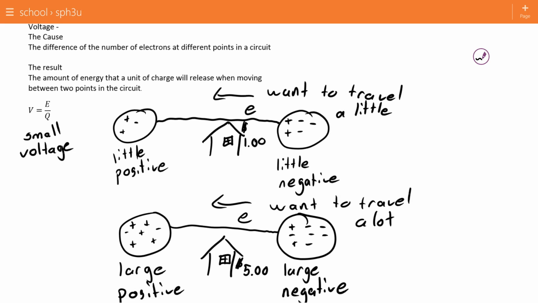A small difference in the number of electrons at different points in a circuit makes the electrons want to travel from one point to the other point a little bit, in proportion to the small amount. As a result, the energy per unit charge that's released when the electrons do move from one point to the other point is relatively small. In the analogy we've used, the amount of money charged by that toll booth might represent the voltage, or the amount of energy that we can get out of each unit of charge or each electron moving from one point to the other.